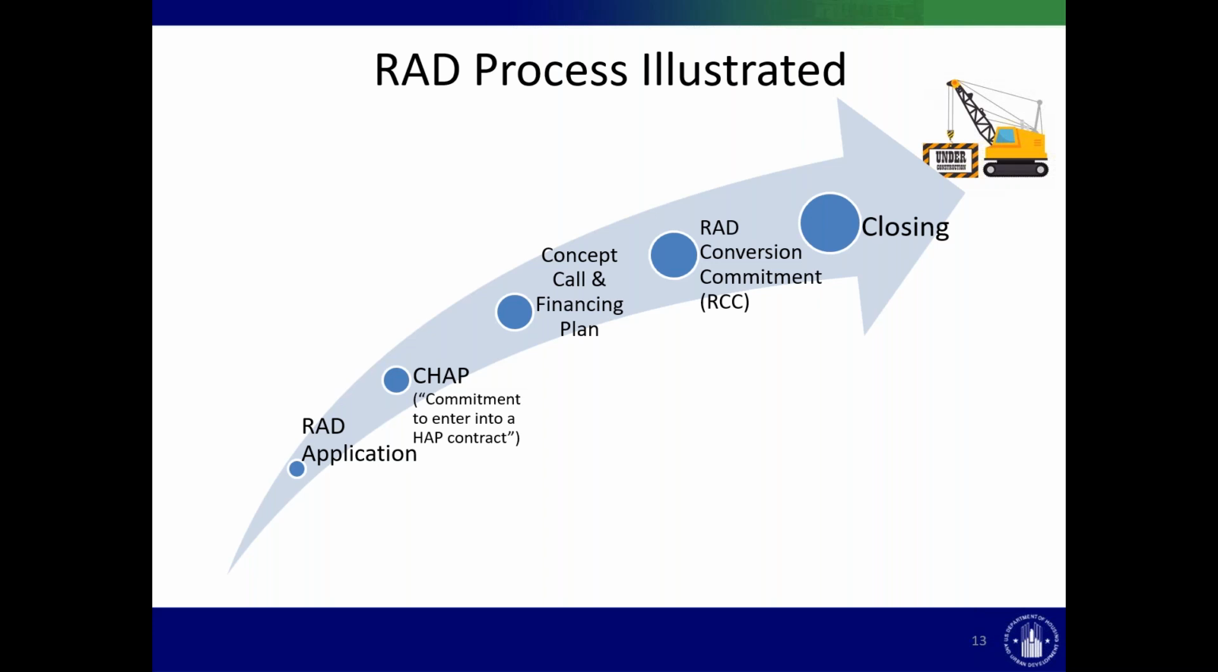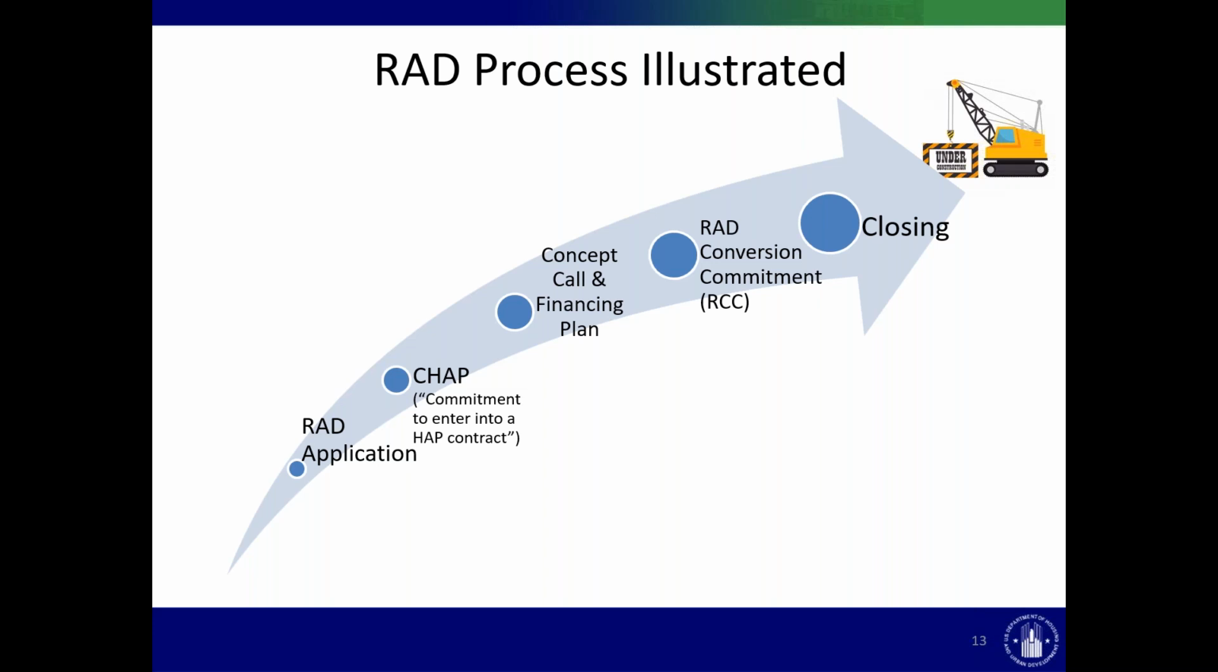The first thing HUD receives from a PHA is the RAD application. Typically, PHAs take 1 to 2 months to prepare that application because it requires some on-the-ground work with residents and their board. HUD reviews that application typically within 60 days and issues a CHAP. It's called Commitment to Enter into a HAP Contract. It's a conditional award, an initial award. And then PHAs spend the next 6 to 18 months developing and submitting a financing plan where they fully describe their conversion plan.